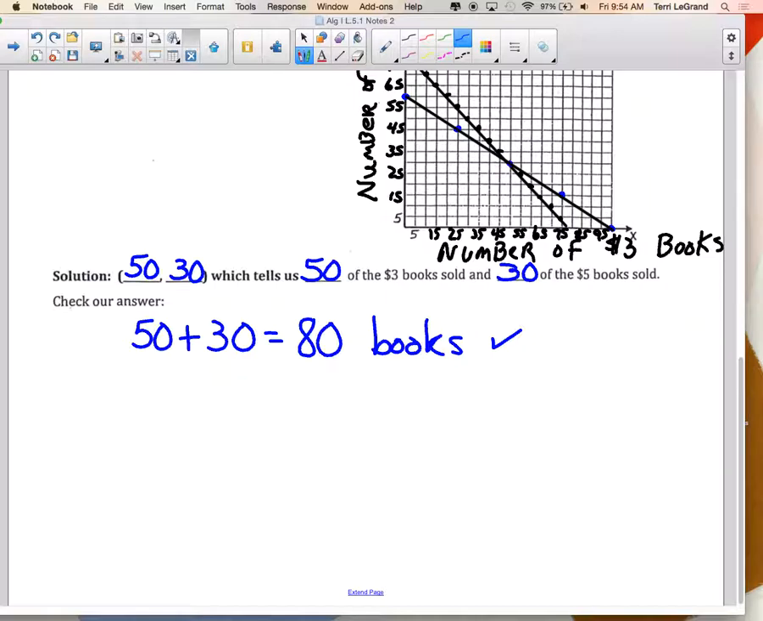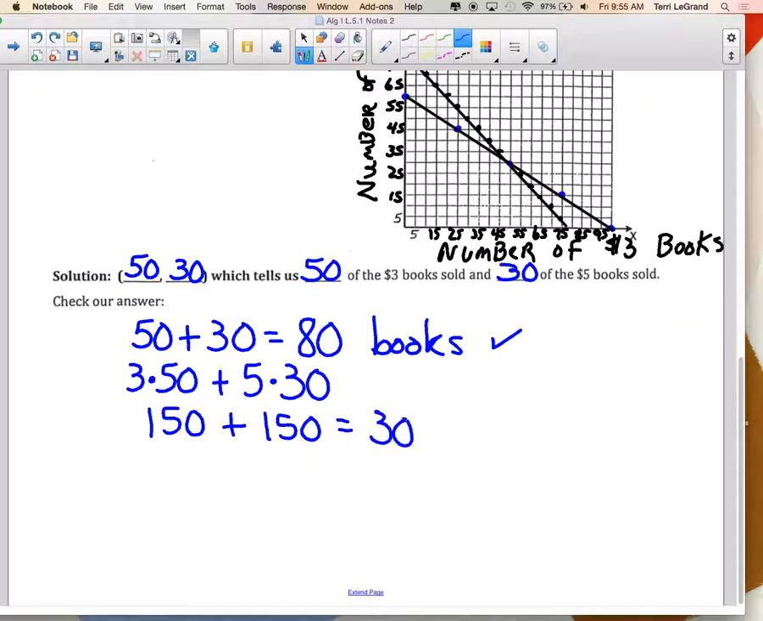What else did they tell us? $300, okay. So if there are $3 books, we would take 3 times the 50, plus we would have to take 5 times the 30, because there are $5 books. And let's see what we get. We get 150 plus 150, and that equals 300. And those would be dollars, checks, right? So it makes sense back to the original information they gave us.